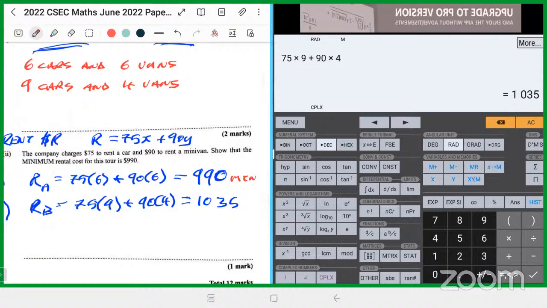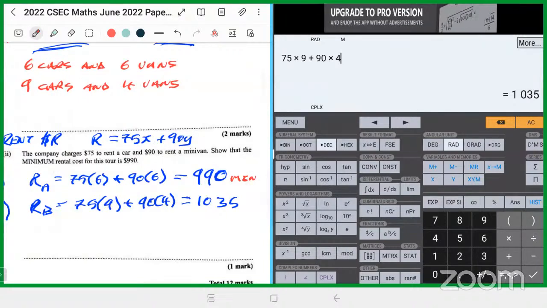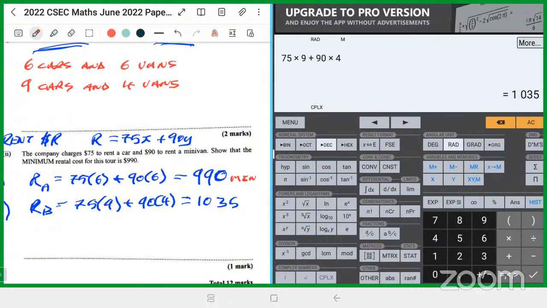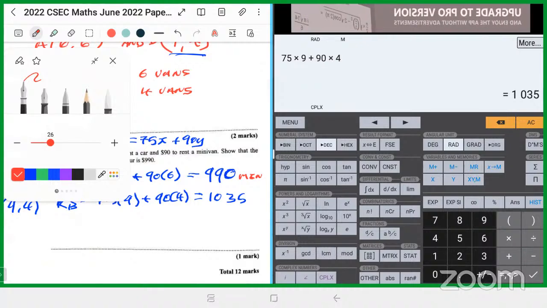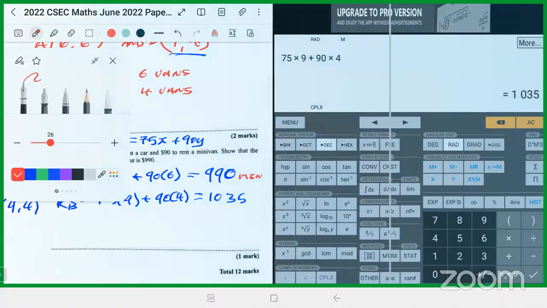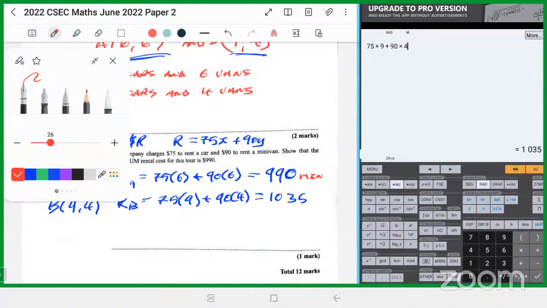The minimum cost. Remember, I told you that linear programming is about wanting to maximize profit or minimize cost. This is an example of when they wanted to calculate minimum cost. So not all questions are about maximum. You either want to maximize profit or minimize cost. So that proves that the minimum cost is $990 when 6 cars and 6 vans are used.